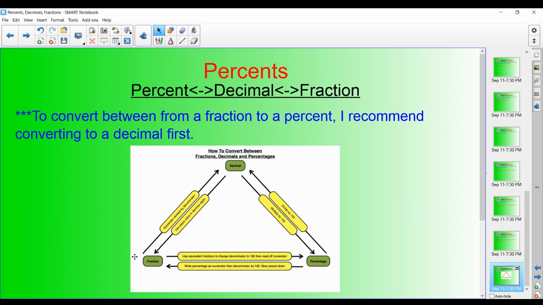So now we've learned how to convert between a fraction, a decimal, and a percent. And if I ask you to convert from a fraction to a percent, I recommend going fraction to decimal to percent. Take 2 steps instead of trying to find the shortcuts. And depending on the situation is whether we're going to use the percent, the decimal, or the fraction.